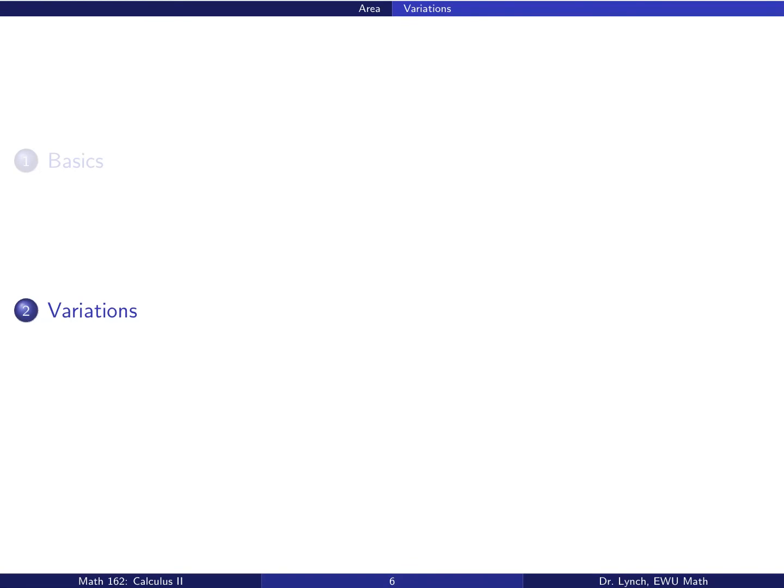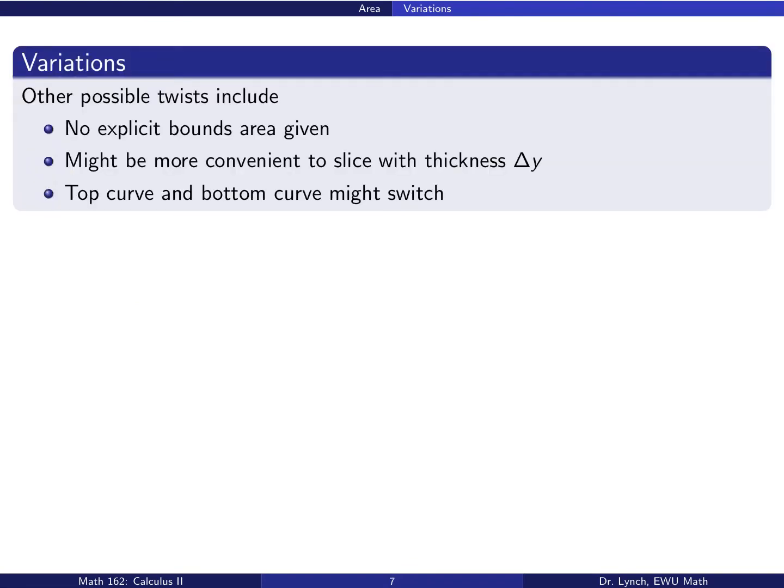Okay, variations on the same theme include a couple different ideas. Different twists include maybe you're just told a region with no explicit bounds given. It might be more convenient to slice horizontally with thickness delta y instead of thickness delta x. And also the top and the bottom curve might switch, which we'll need to be aware of. So just a few examples to illustrate those variations.